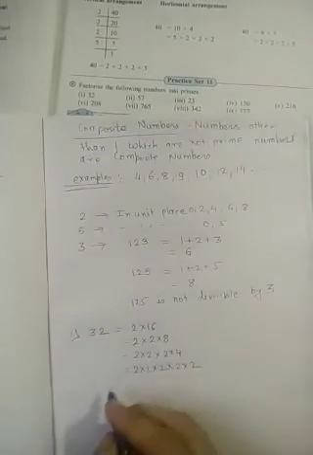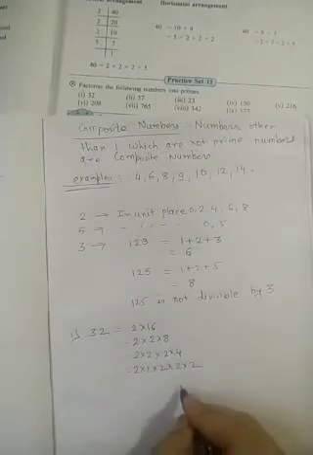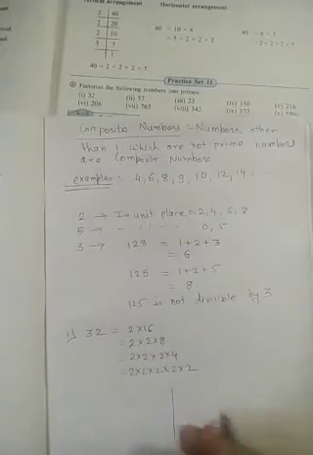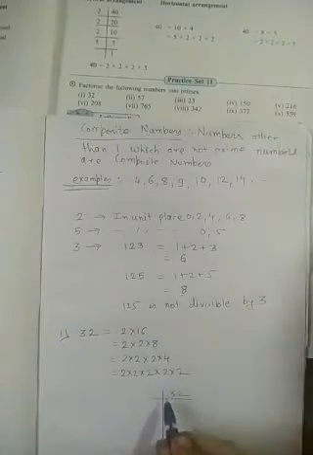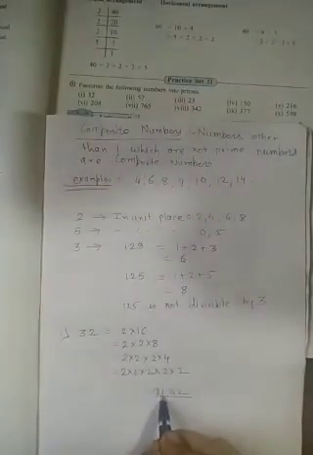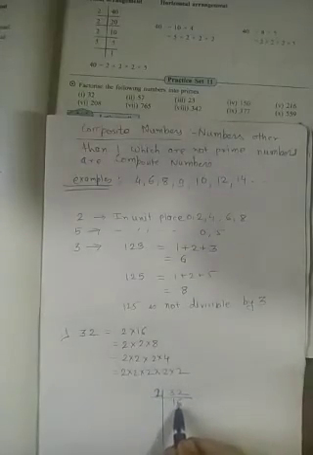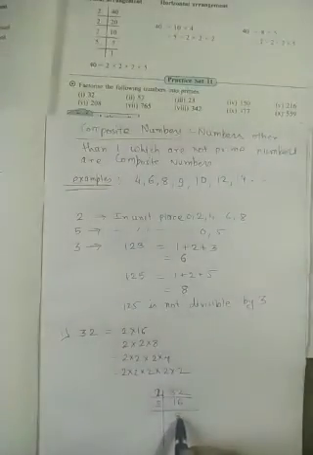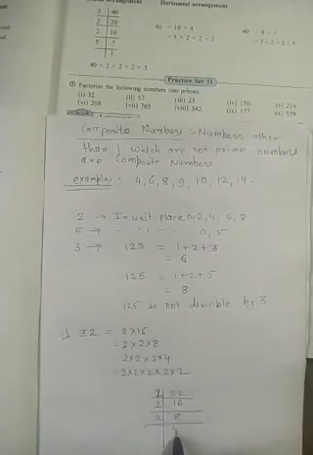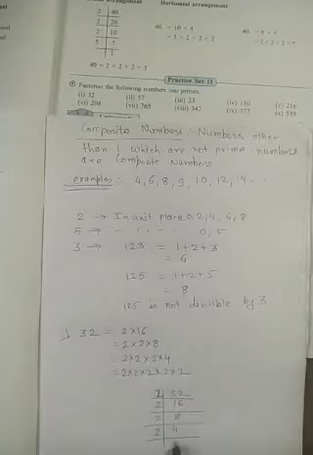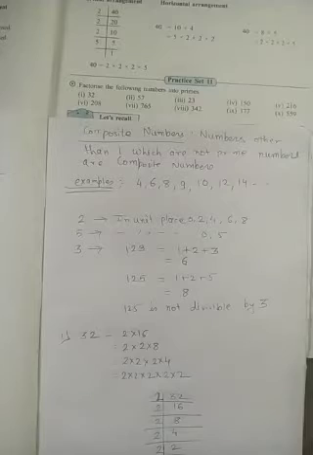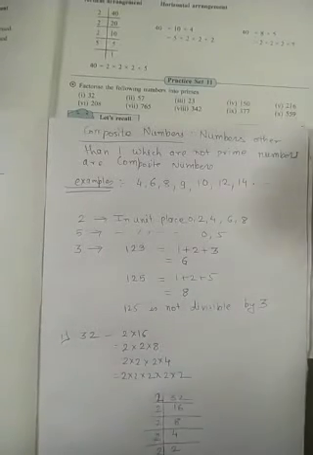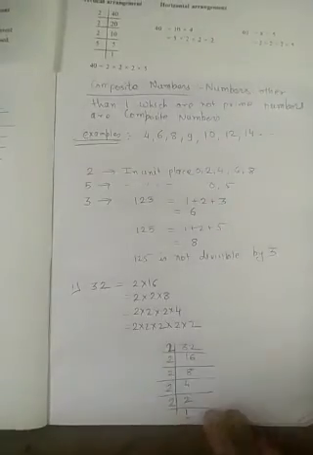The second method is: you write 32 like this, and after that you divide it. How we divide: 2 16s are 32, 2 8s are 16, 2 4s are 8, 2 2s are 4, and 2 1s are 2. Here if you get a 1, that means your factorization ends here. Okay, now let's take the second one.